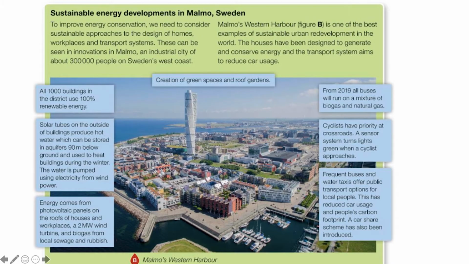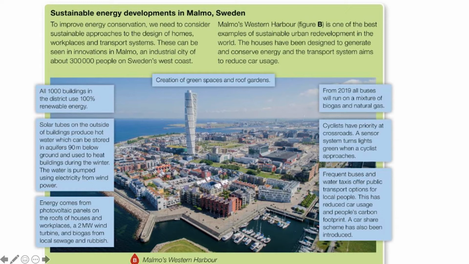Okay, so now we're going to look at sustainable energy in Malmö, Sweden. You should have read this page already from Caboodle, the geography guide, and it says here, to improve energy conservation, we need to consider sustainable approaches to the design of homes, workplaces and transport systems. These can be seen in innovations in Malmö, an industrial city of about 300,000 people on Sweden's west coast. Malmö's Western Harbour is one of the best examples of sustainable urban redevelopment in the world. The houses have been designed to generate and conserve energy, and the transport systems aim to reduce car usage.